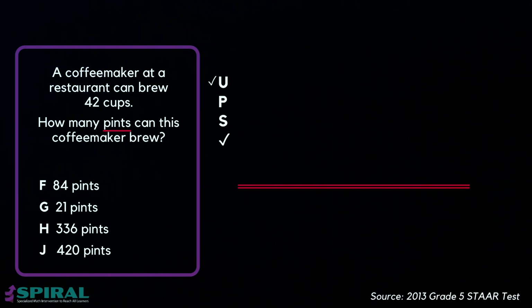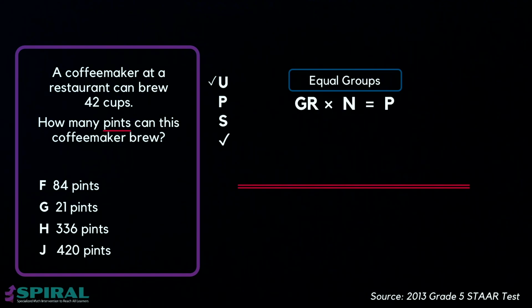Now we can move to our P, which stands for plan. Students plan by determining the problem type or schema. In this problem we have groups, which are our pints, and an equal number in each group, which is the number of cups in each pint, multiplied for a product or the total number of cups. So here we will write our equal groups equation, groups times the number in each group equals the product, to identify this as an equal group schema. We also will write our helpful conversion, 1 pint equals 2 cups, above our equation as a reminder that there are 2 cups in 1 pint.